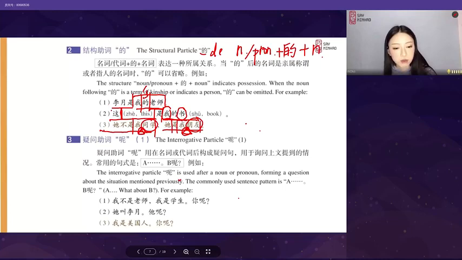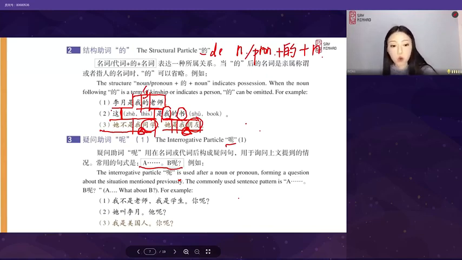Now let's move on to next one. It's the interrogative particle 呢. 呢. It is usually used at the end of a sentence, at the end of a question, and to ask a question about something mentioned before. And the most common structure is A blah blah, and the sentence finished, and then B 呢, A blah blah, B 呢. Okay, now let's see the examples.